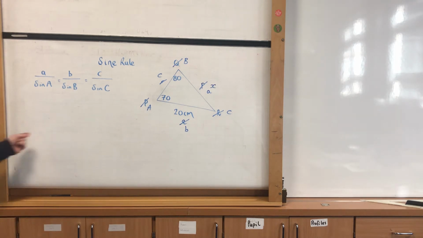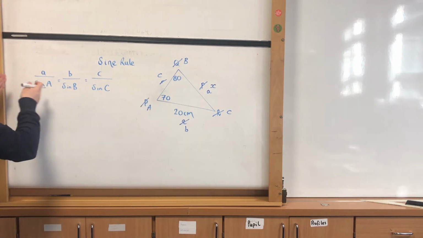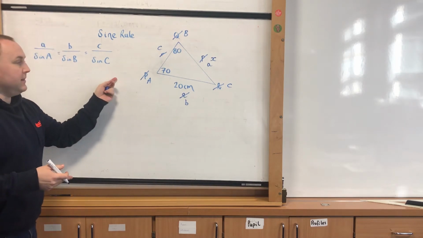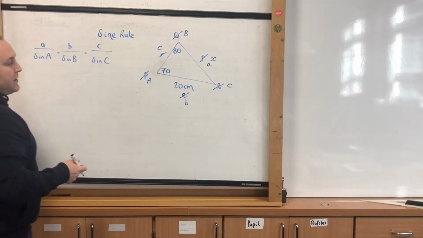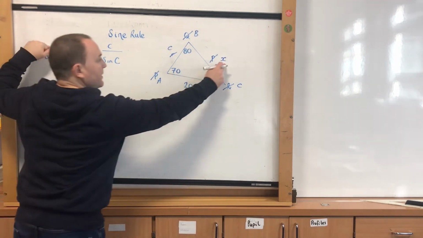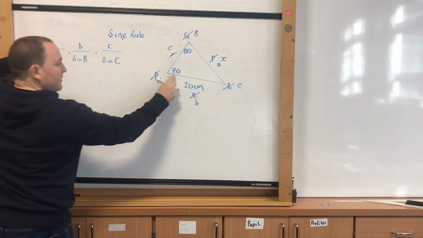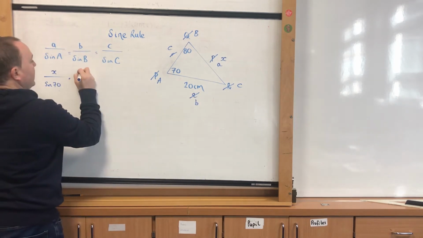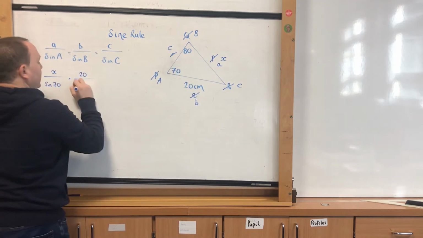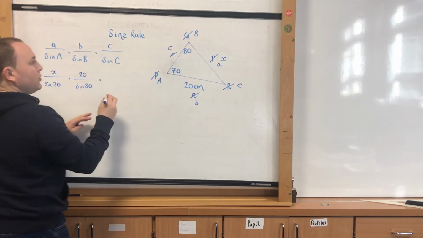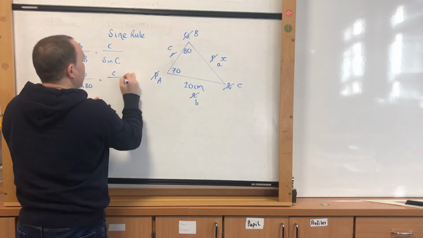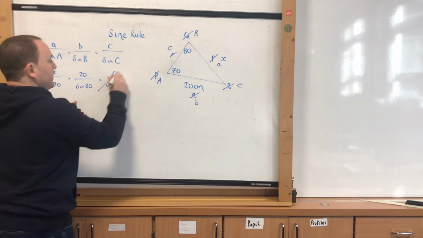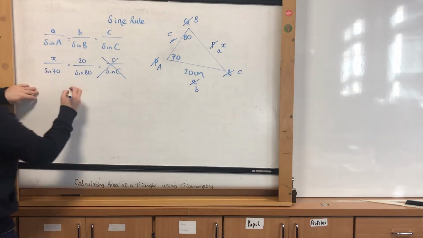You are then inputting this information into your formula. Choosing the correct formula would get you a mark. Substituting into the formula would get you a second mark. So a is what we're trying to find, sine of A is sine of 70. B, the length, is 20, and sine of B is sine of 80. Now we don't know anything about C, and in fact, we cannot solve equations with two equals signs in them. So disregard one of them and we'll just deal with what we have here.